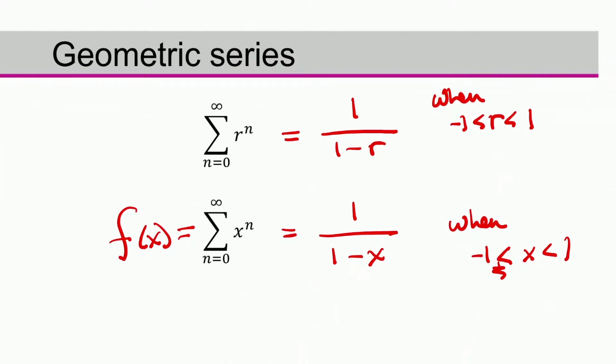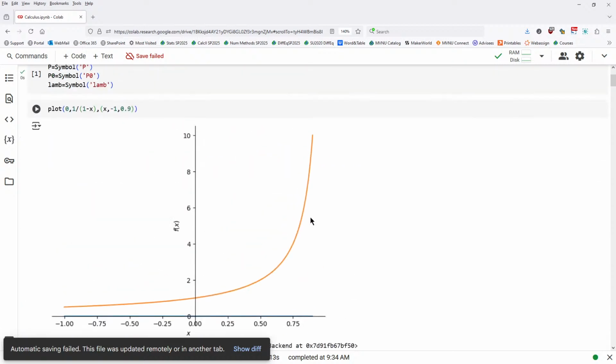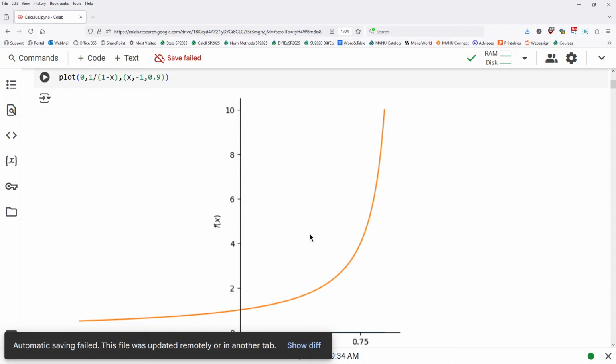I know you think it's unbelievable, so I actually graphed this. Maybe I should stop that other thing I'm working on. There we go. Here's my graph. This is the graph of 1 over 1 minus x between -1 and +1. Of course, there's an asymptote at 1, because if you put 1 minus 1 in the bottom, you get zero. So I graphed it up to 0.9 just to avoid that.